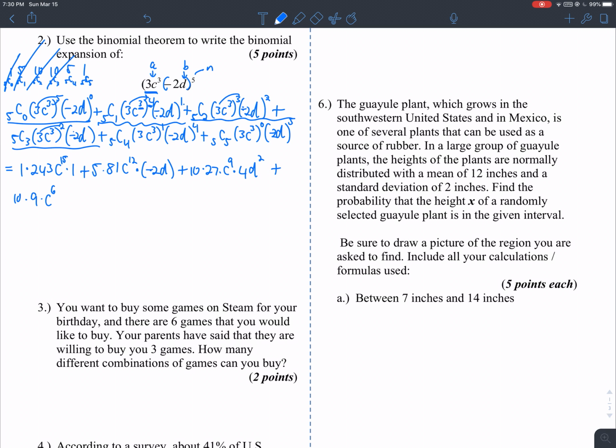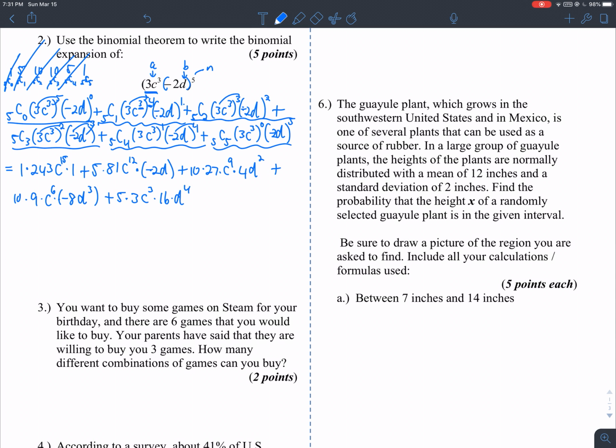and then I have negative 2 to the 3rd power here. So that will actually be times, I will put this one in parentheses, negative 8, and then d cubed. Alright, and then plus, so I'm done with that one. Now we do this one right here. 5 choose 4 is 5 from my Pascal's triangle up there. And then 3 to the 1st power is just 3, c cubed to the 1st power is just c cubed, times, and then negative 2 to the 4th, that's positive 16, times d to the 4th.